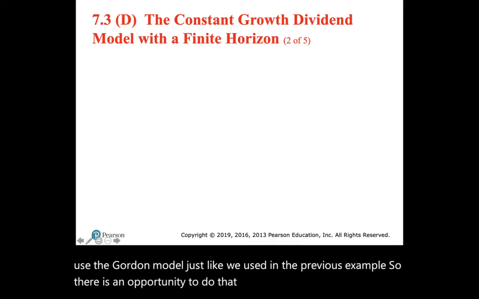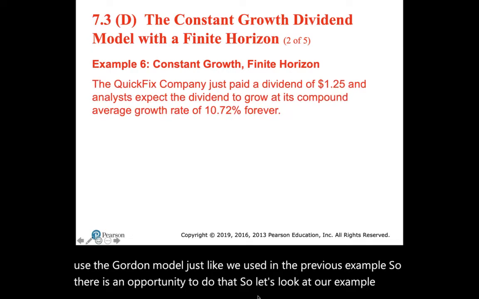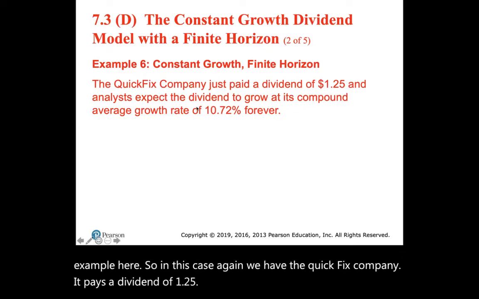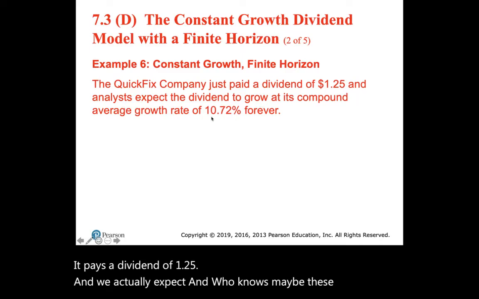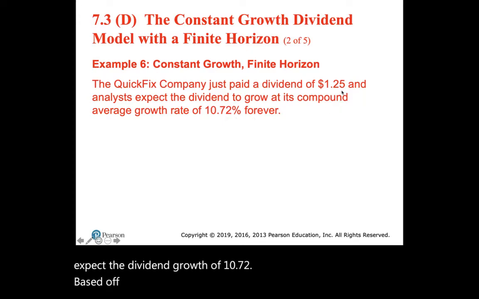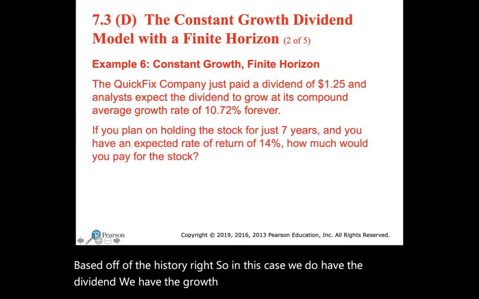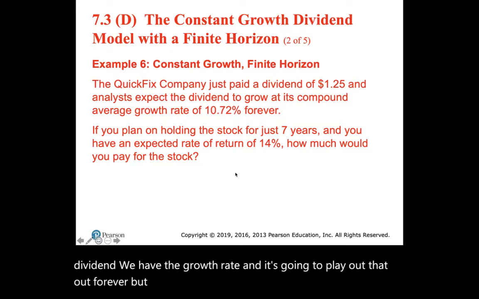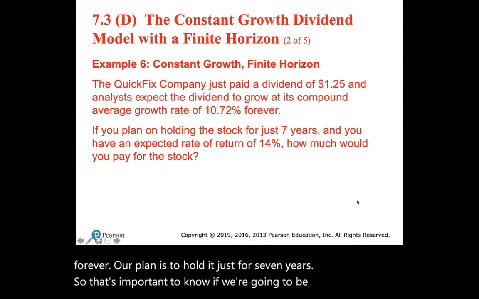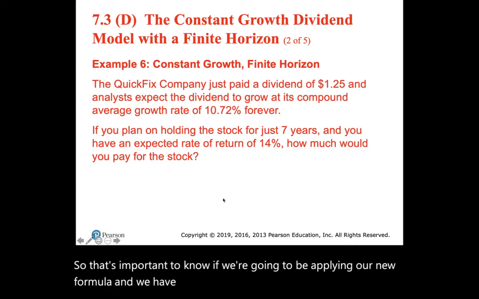So let's look at our example here. Again, we have the Quick Fix company. It pays a dividend of 1.25. And we expect, maybe these analysts expect, a dividend growth of 10.72%, based off of the history. So we have the dividend and the growth rate, and it's going to pay that out forever. But our plan is not to hold it forever. Our plan is to hold it just for 7 years. That's important to know if we're going to be applying our new formula. And we have an expected rate of return of 14%.